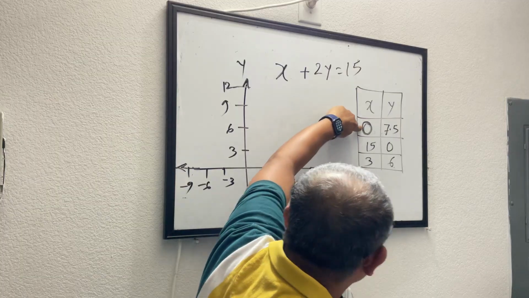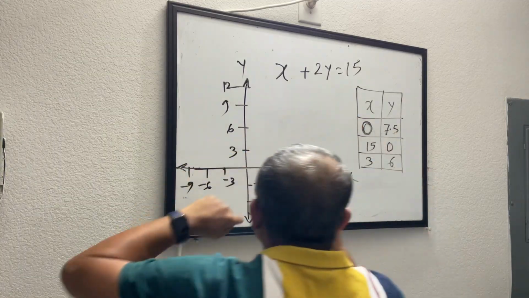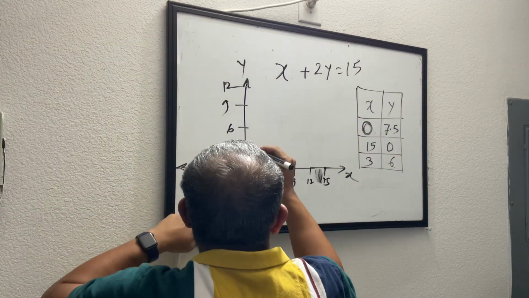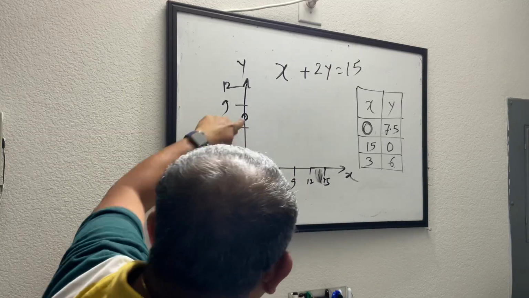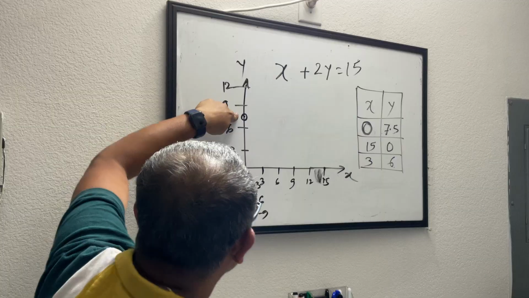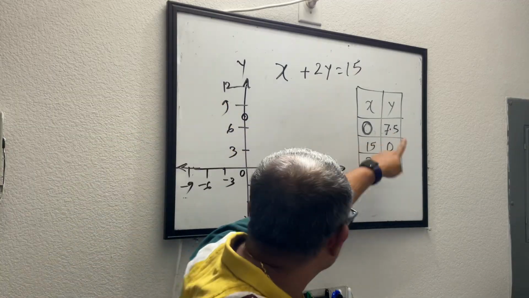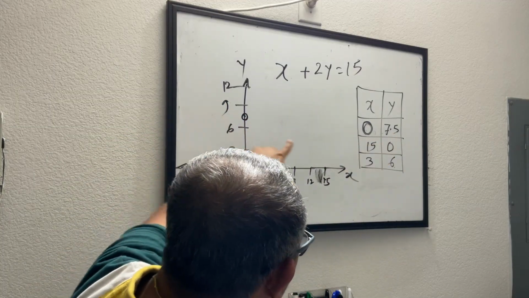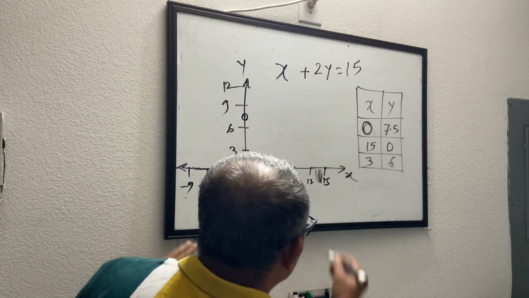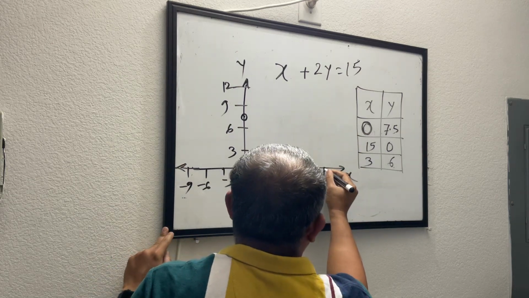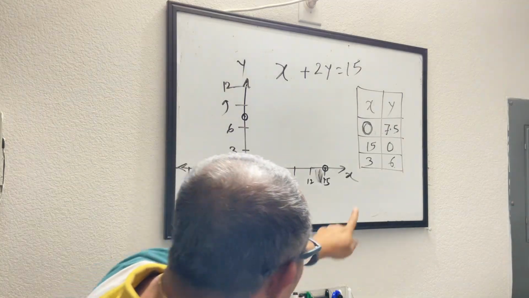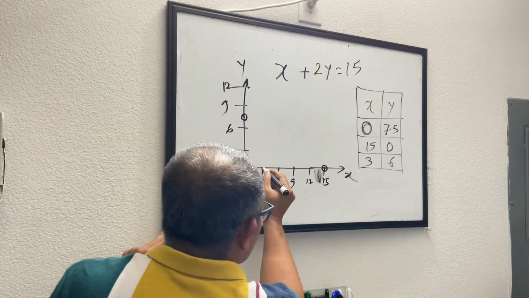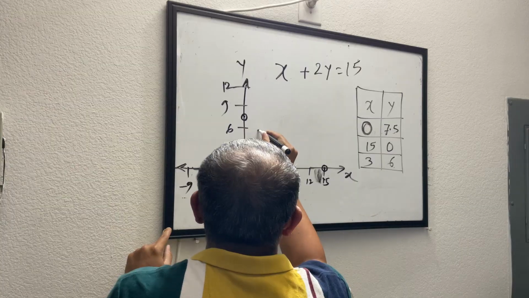When x is 0, y is 7.5. We are talking about this point. On this point, the value of x will be 0 and the y value is 7.5. This is one point. When x is 15, y is 0. So this is my second point. When x is 3, here, y is 6. This point.